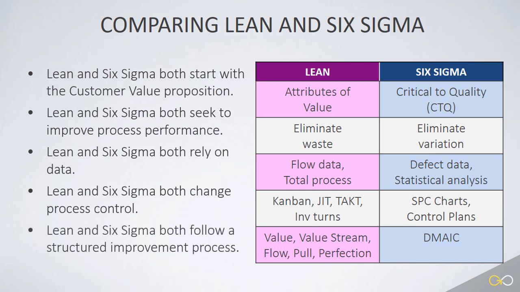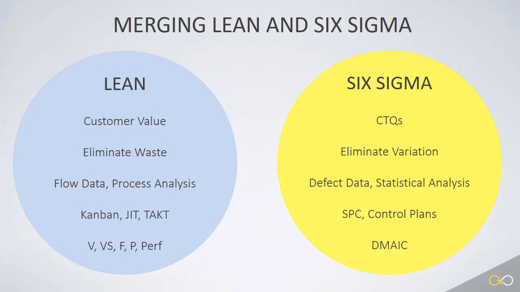Both methodologies follow a structured approach. Now in this case, the Six Sigma DMAIC is a little more formal, and that's the one we'll use going forward. But the Lean methodology easily fits into this structure. So let's look at how this will work.